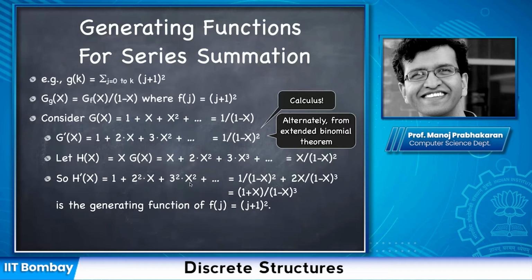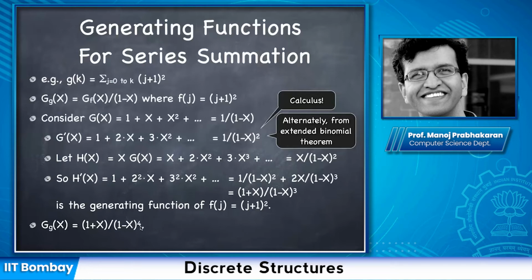Right, so this is (j plus 1) squared times x to the power j. And now I have the generating function for f, and I have the generating function for g now from this formula. So it is (1 plus x) divided by (1 minus x) to the power 4.